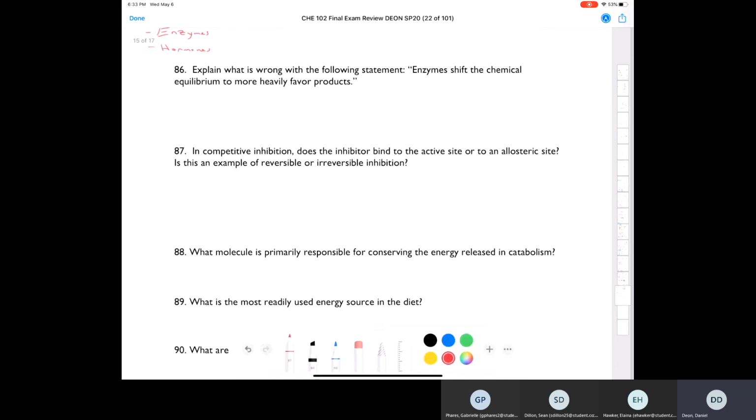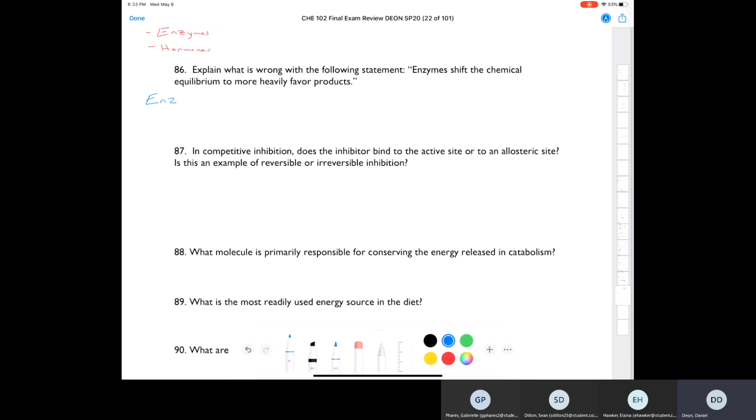Number 86. Oh, I love these kinds of questions. What's wrong with the following statement? Enzymes shift the chemical equilibrium to more heavily favor products. Okay, well, the answer to this is that if you shifted the equilibrium to more heavily favor products, that's affecting the thermodynamics of it. But enzymes do not affect the concentrations of products. They affect what? The rate of reaction, right? Enzymes just increase the rate of reaction.